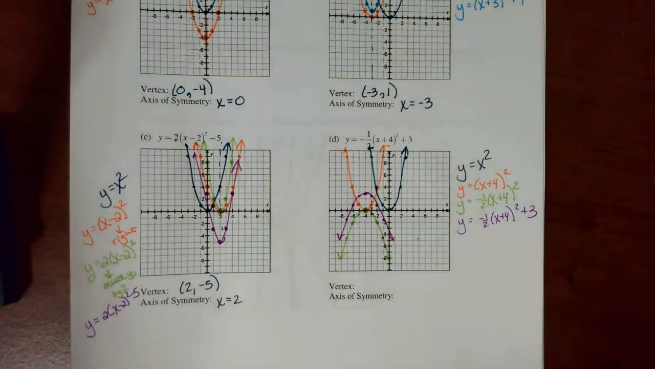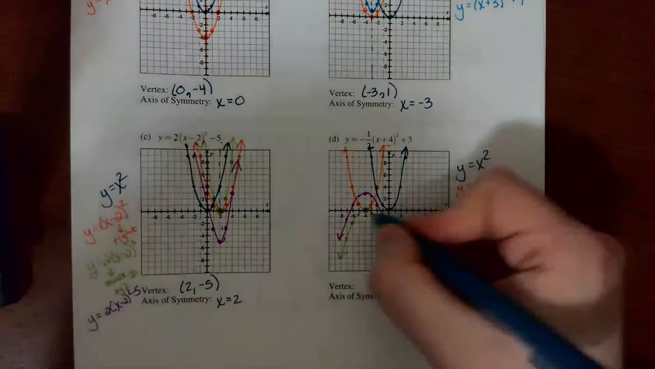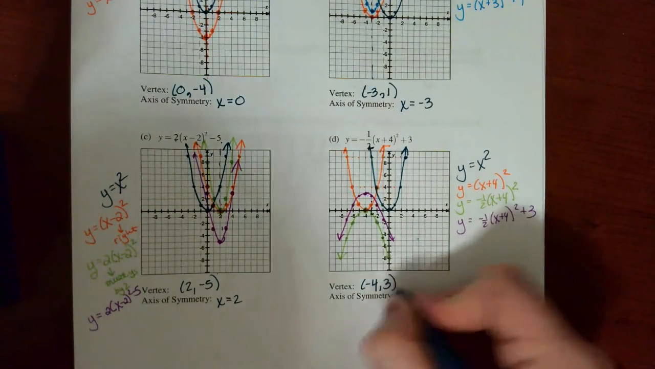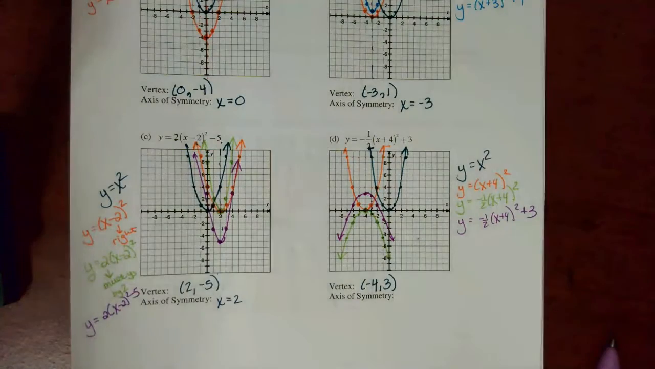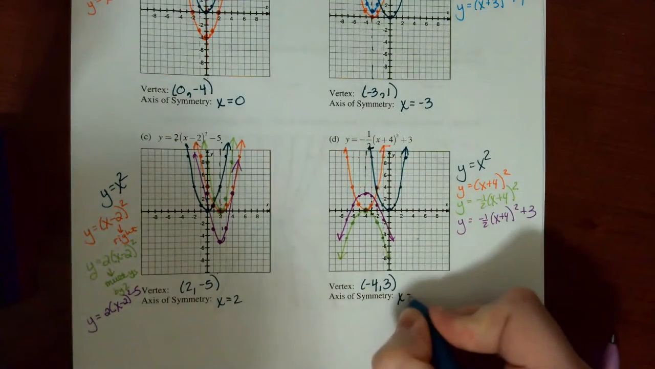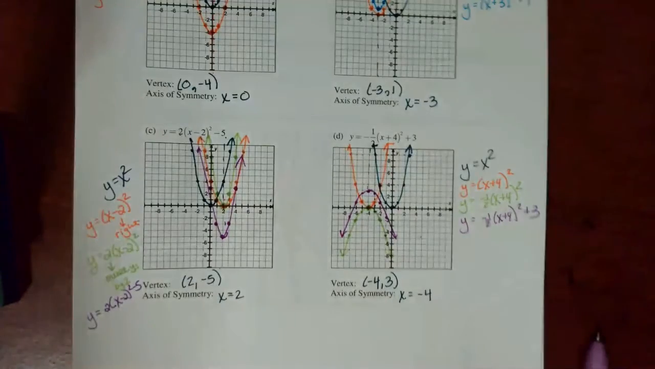Vertex. Looks like negative 4, comma 3. Axis of symmetry. Vertical line through that vertex. x equals negative 4. This is about as difficult as the graphing is going to get. Now, before we move on, there's one thing I want to fill in on the previous page.